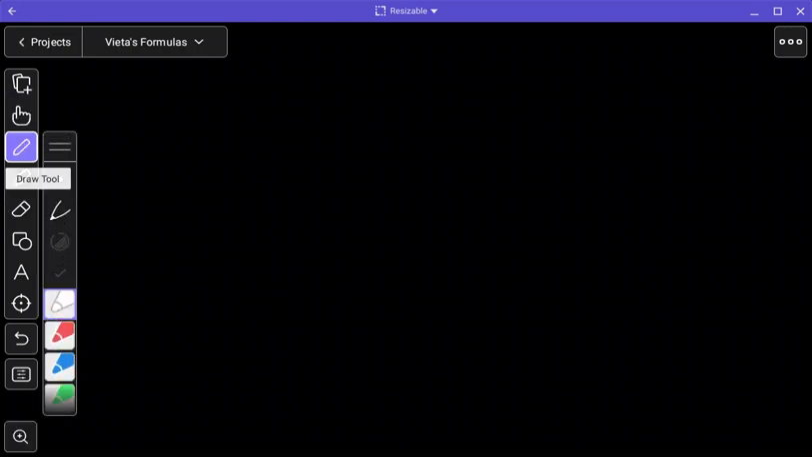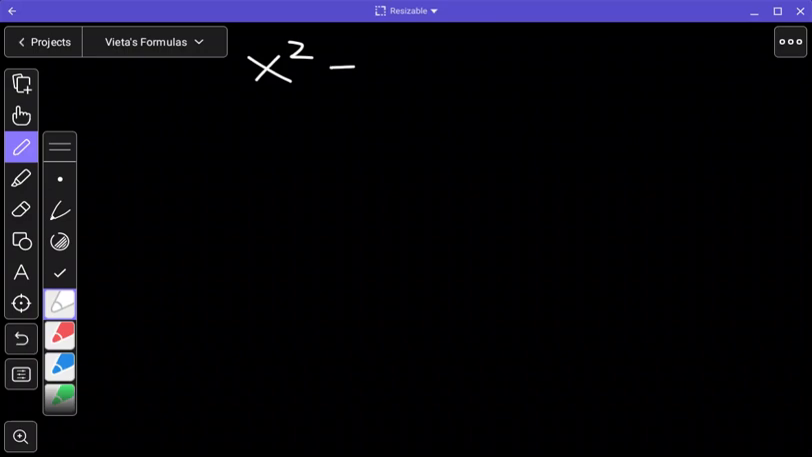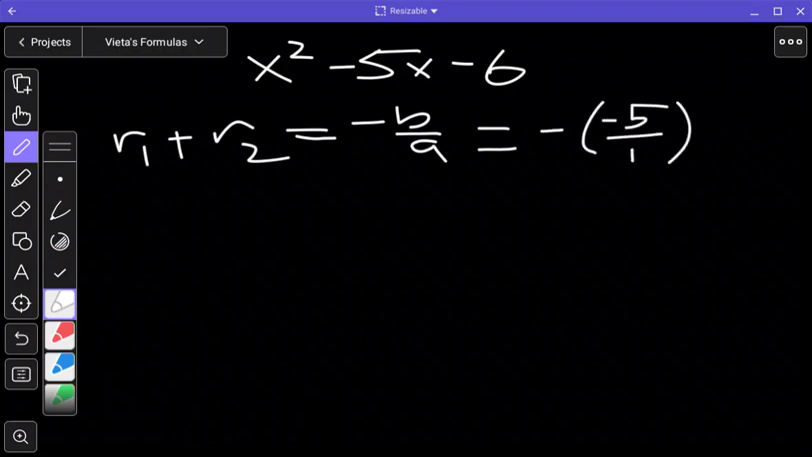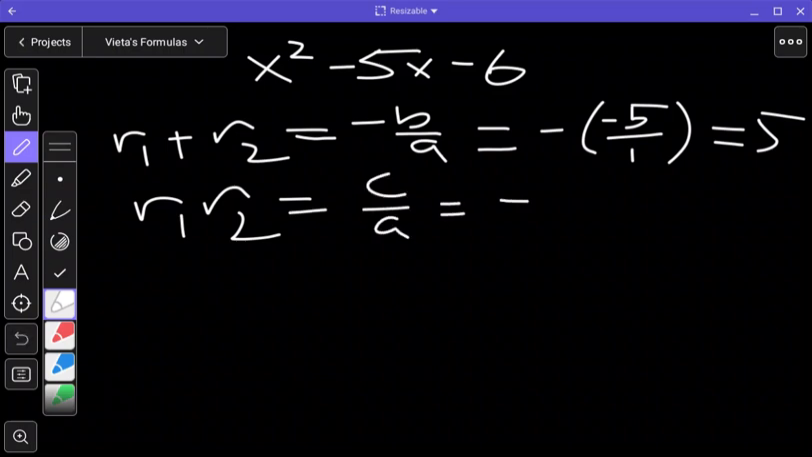First, let's look at a super basic example: x squared minus 5x minus 6. And you need to find the sum and the product of the roots. Well, for the sum of the roots, r1 and r2, we know that's equal to negative b over a. And here, b is negative 5 and a is 1, so it's equal to negative negative 5 over 1, which is equal to 5. And the product of the two roots is equal to c over a, which is equal to negative 6 over 1, which is equal to negative 6.